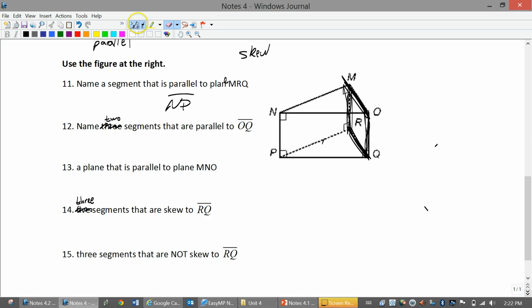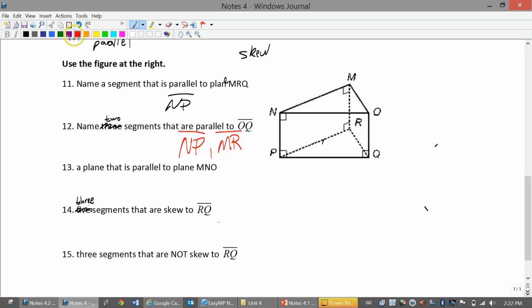Name two segments. Remember the Jedi mind trick? I changed it to get you guys to think more about it. Name two segments that are parallel to OQ. So let's say NP is parallel and MR is parallel. Yep. Okay, next one. Any questions on that?